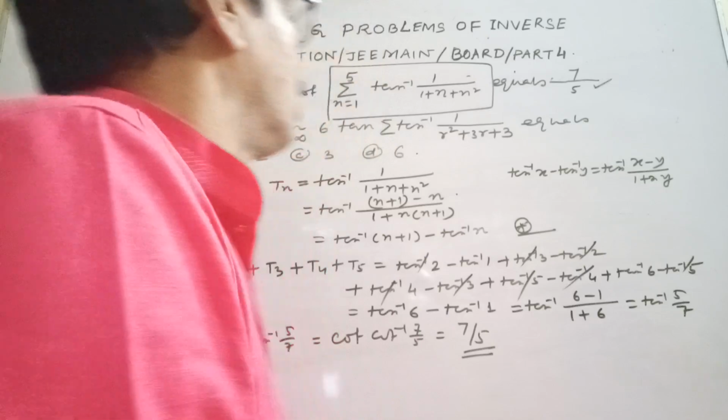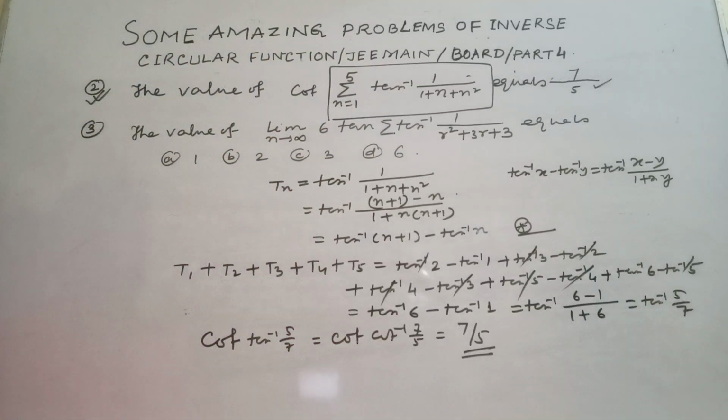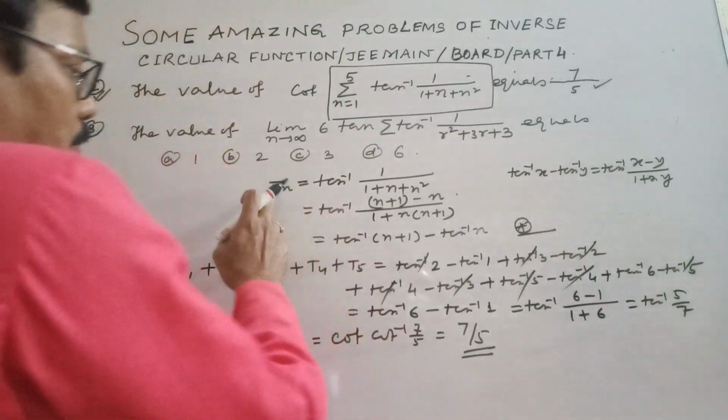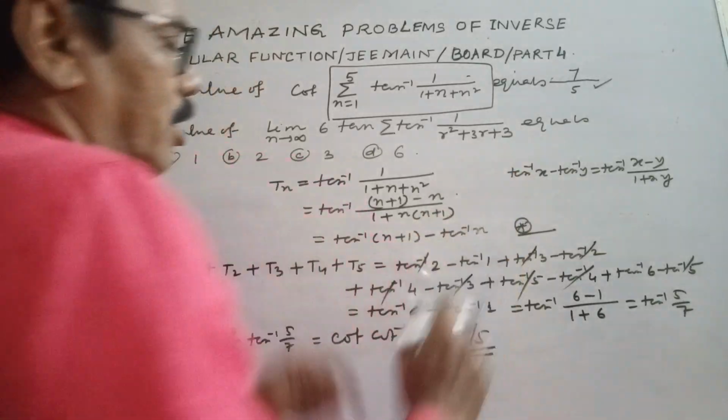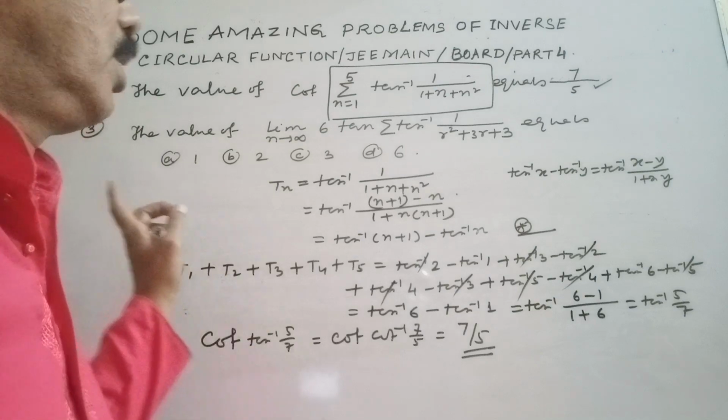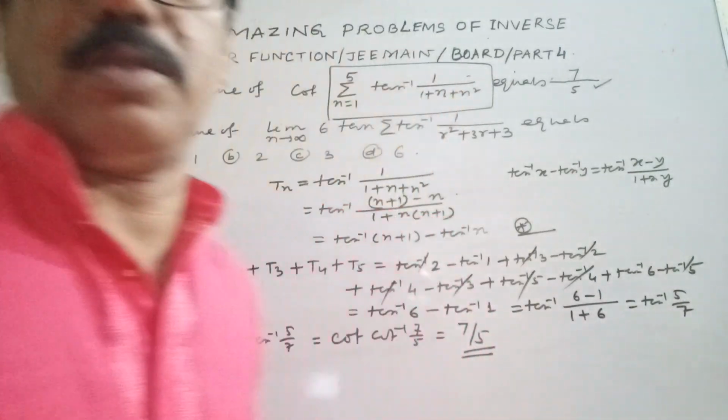Now what is your shortcut rule? Shortcut rule, this one. So if you get Tn, put n equals to greatest value minus n equals to least value.